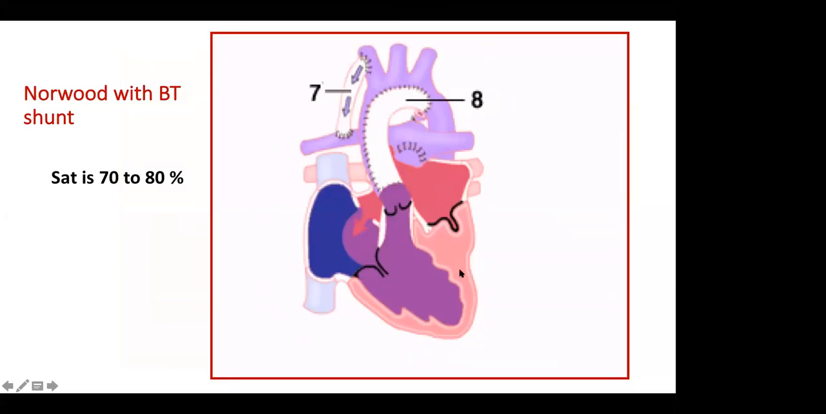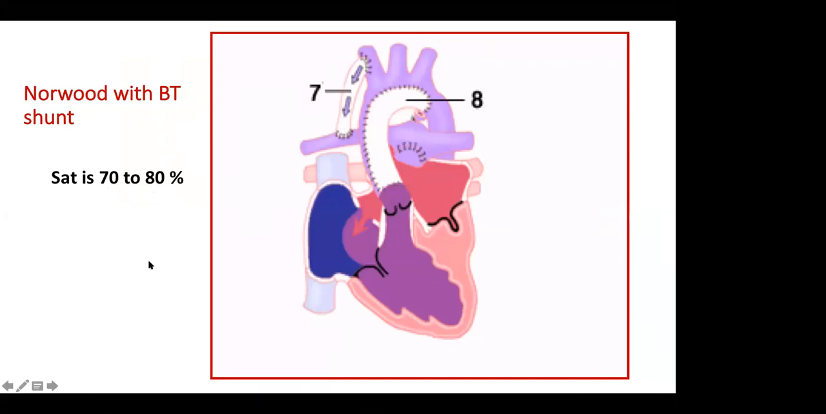So this type of patient, a Norwood patient, or any type of patient with a BT shunt, usually has a saturation of 70 to 80%. And they are fine. Their cardiac output is maintained. Their Qp to Qs is usually 1:1, maybe more or less, but usually their saturation is between 70 and 80.